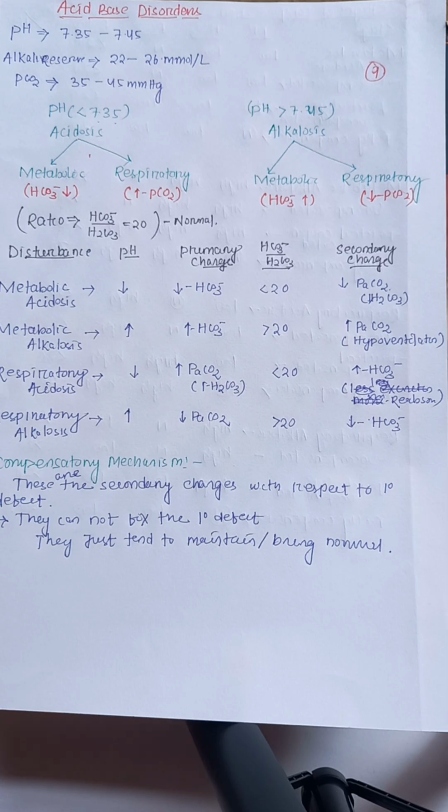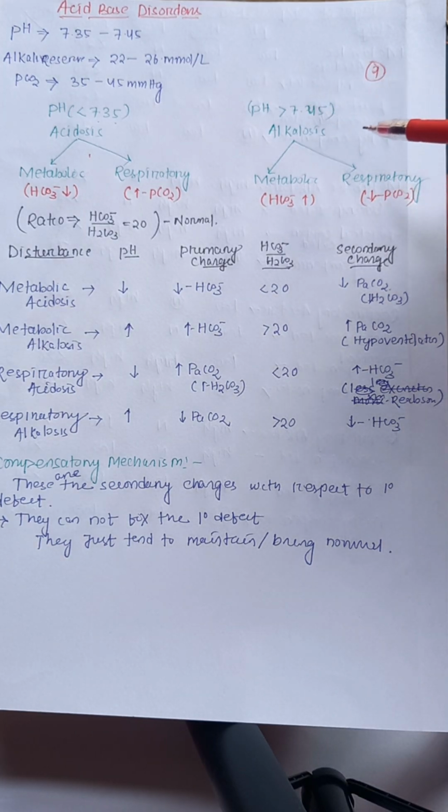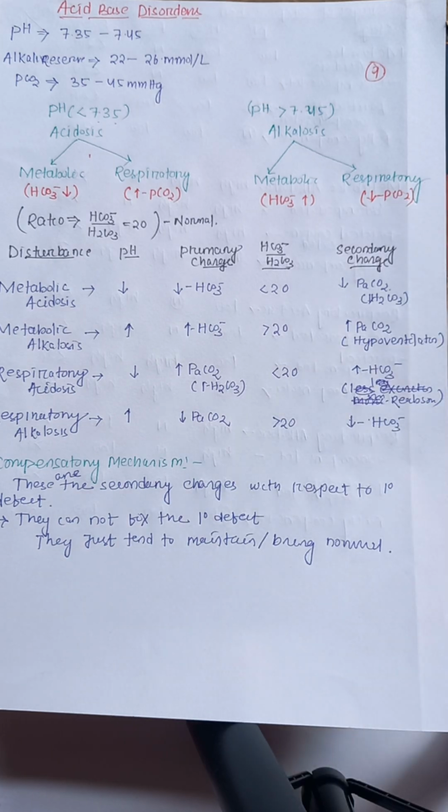Similarly, respiratory acidosis means acidosis, that means the acid level should increase, H2CO3 should be high, that means partial pressure of CO2 is high. This is simple. Similarly, if pH is greater than 7.45, it is alkalosis, metabolic and respiratory. Metabolic alkalosis means excess bases, that means HCO3- will be high, and in respiratory alkalosis, acid should be less, that means partial pressure of CO2 should be less, and that causes alkalosis. This is a simple funda.